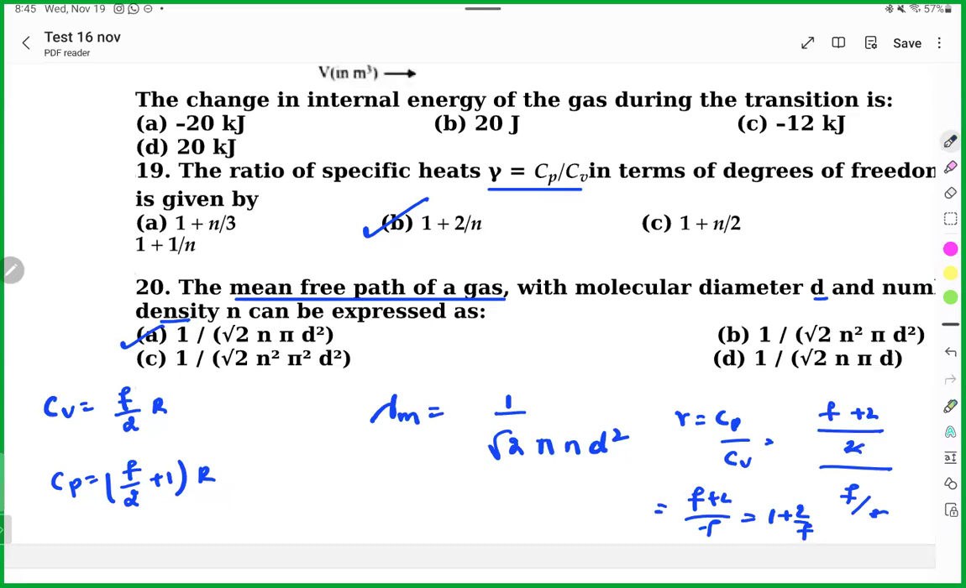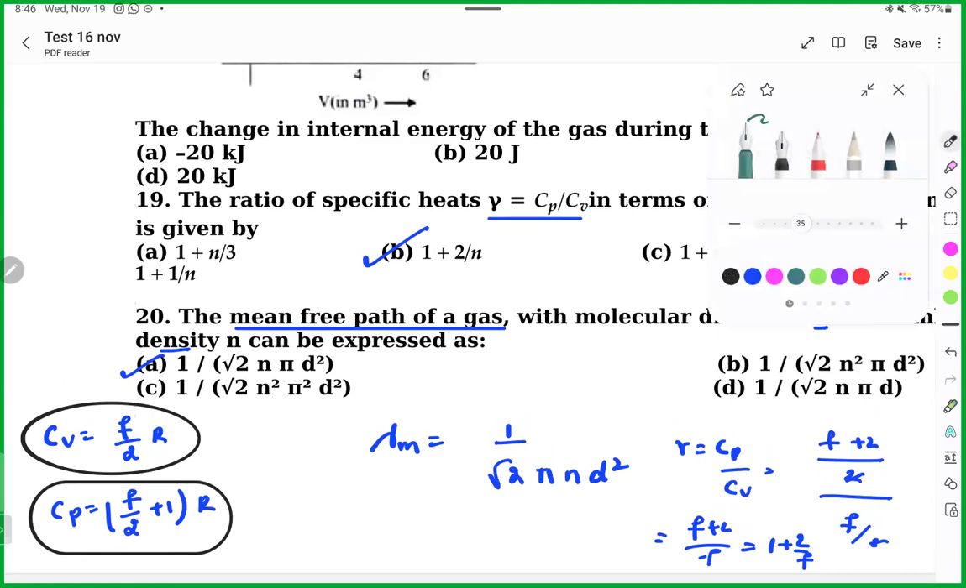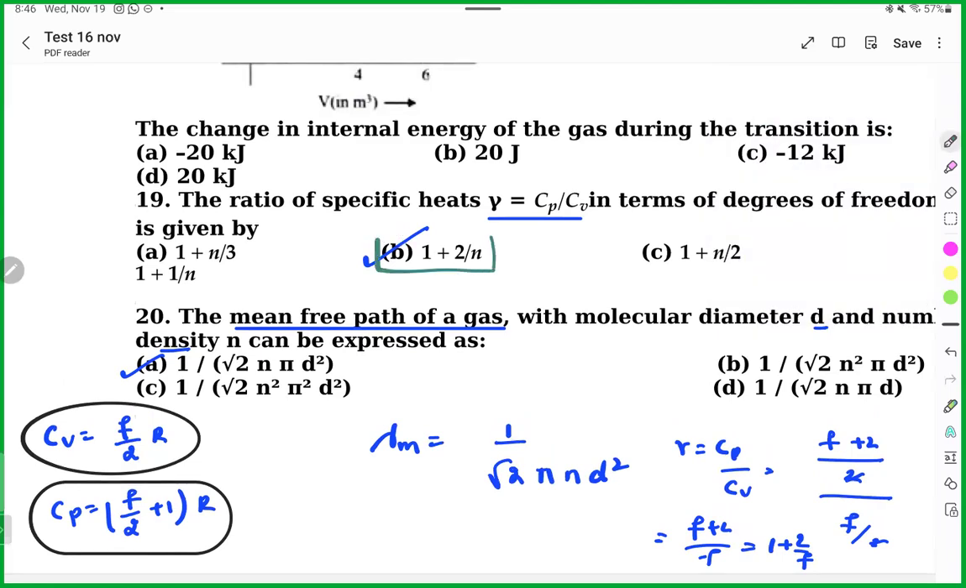Anybody have doubt in this? Am I audible, guys, for all of you? Yes sir. Any doubt in the 19th question? No sir. Remember, most people will tell you a formula, that remember this formula, 1 plus 2 by n. Never remember the formula. Go with this method because this is the more popular method and you can solve other types of questions through CV and CP. Then take the ratio, you will get the answer.